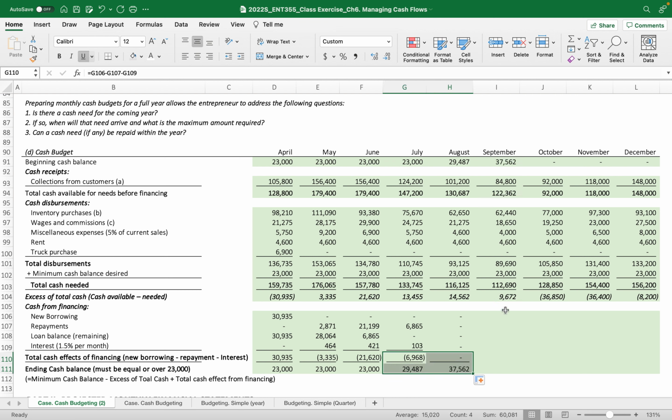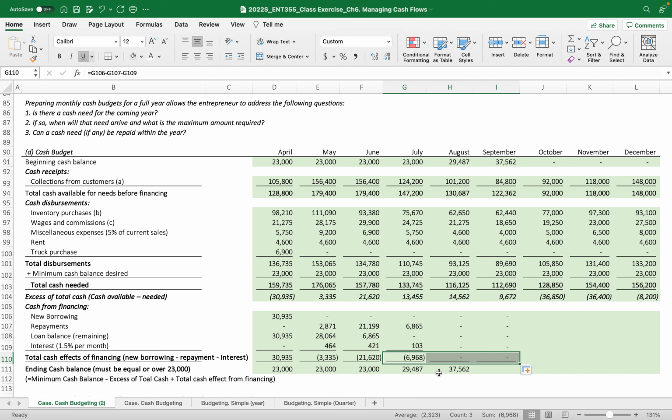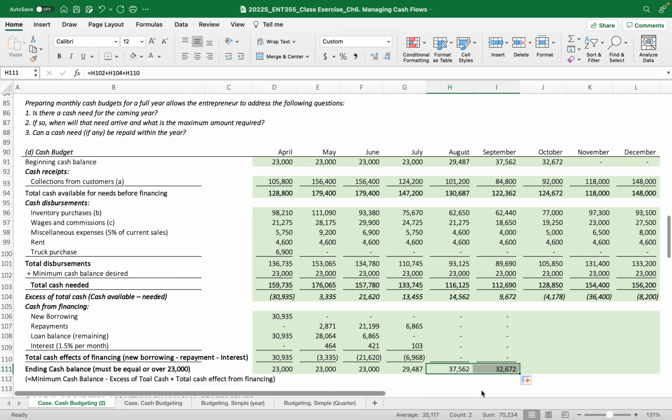Okay, good. In September we still made a profit, right? We made profit, the excess cash. So there's no shortage, right? But we need to drag this to follow. Then let me just drag. Wow, now we still have 32,672, right?